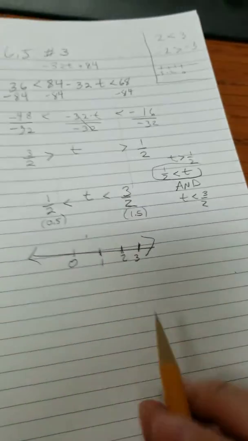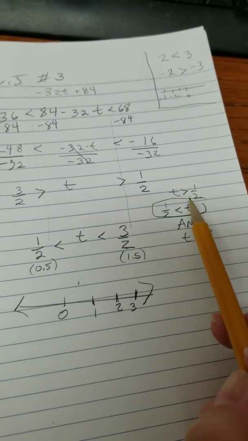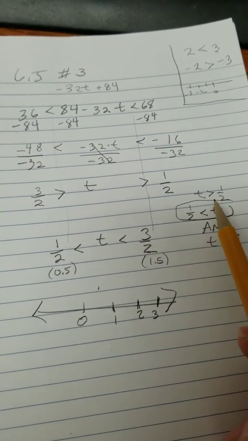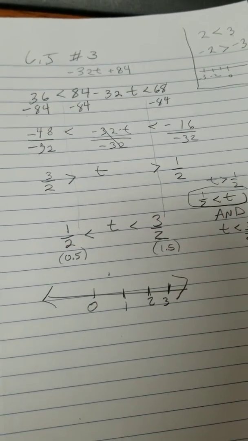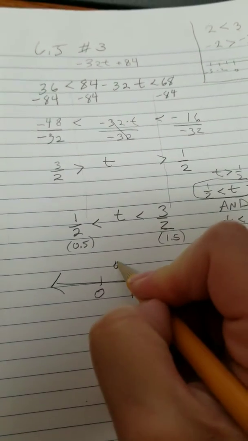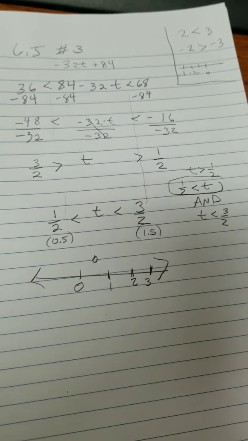Now, open or closed is dictated by whether it's "or equal to" or not. If you had an equal under here, meaning t could equal 1/2, then we would have a closed circle, meaning that 1/2 is one of the potential solution pieces, but it is not, so it's open. t is greater than 1/2.